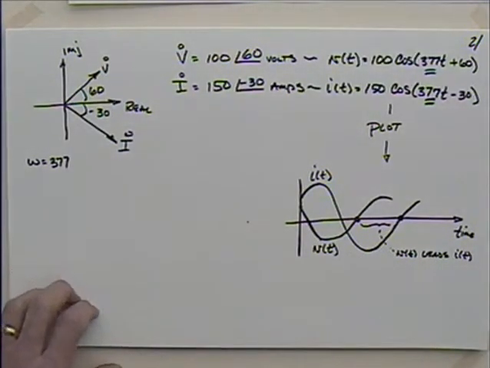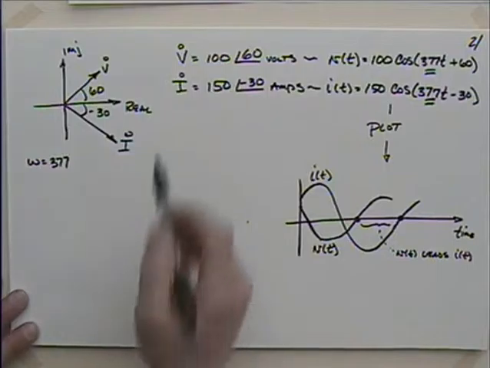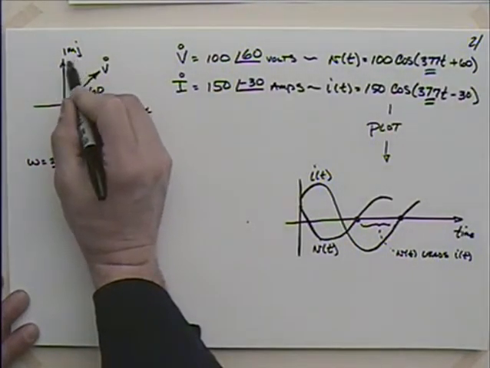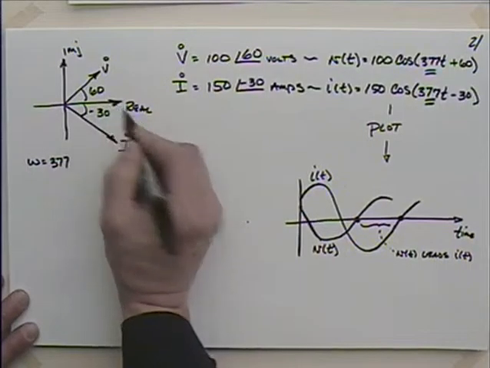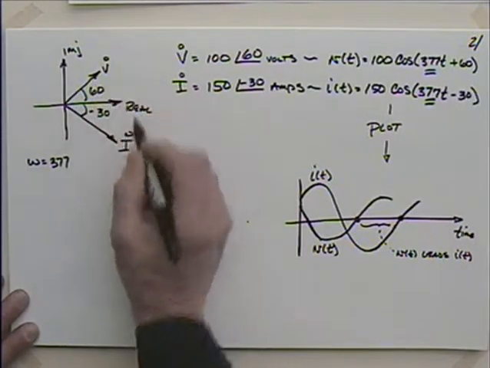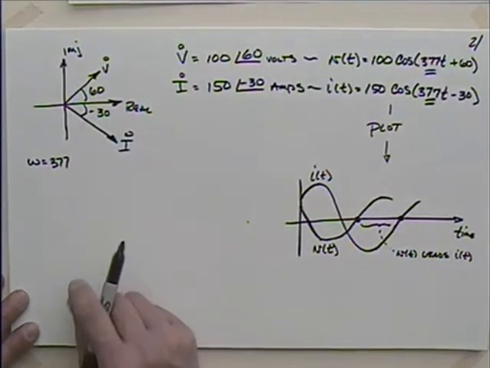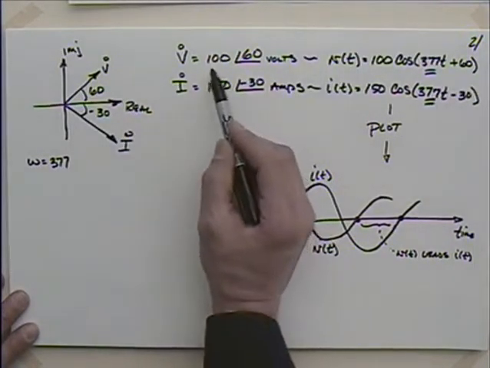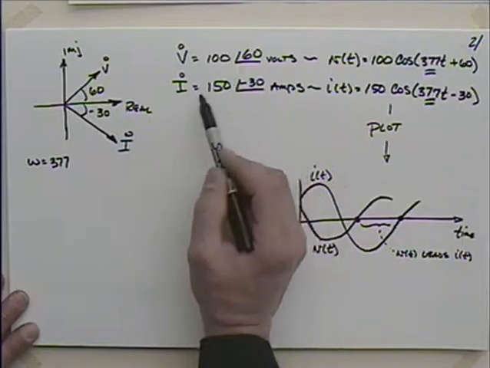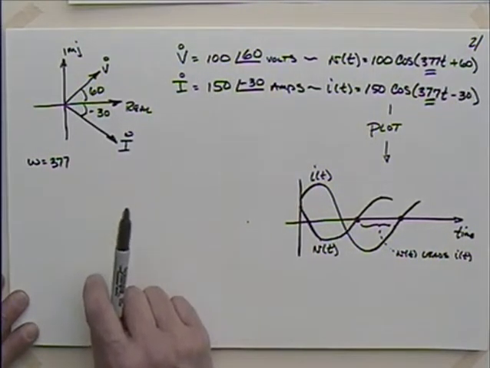Other questions? So let's say I've got the imaginary plane here, so this is the J direction. I've got the real here, and I put a voltage phasor at 60 degrees. I've got a current at minus 30. If I write those in phasor form, I just picked a magnitude. Voltage is 100 at 60. Current is 150 at minus 30.